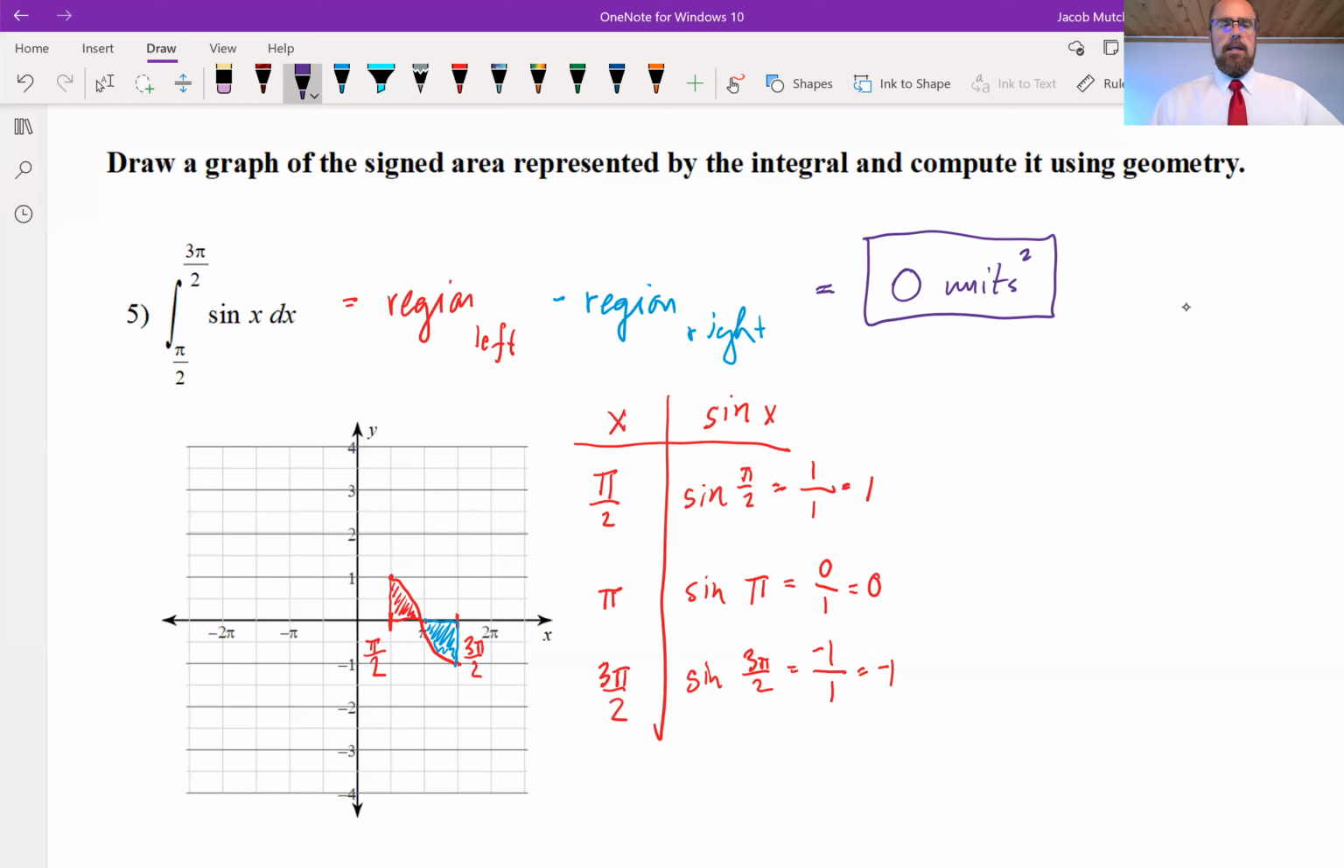And at the end of the day, we don't really have to calculate anything. We just have to notice that the regions have the same area, and then depend on the fact that the difference would be something minus itself. That's going to be 0.